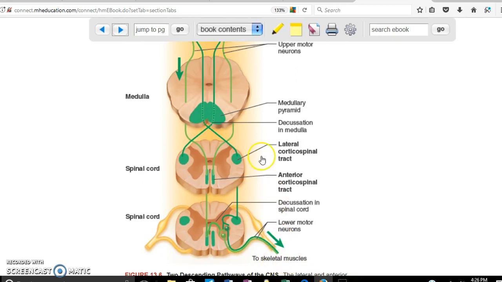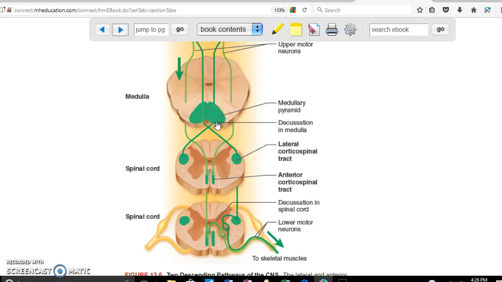One very important part that you need to understand right here is that some descending tracts, the nerves that come down, they cross. As you can see here, they cross. Not all of them, but a big percentage of nerves cross. Some other ones just continue straight. This crossing is called decussation.